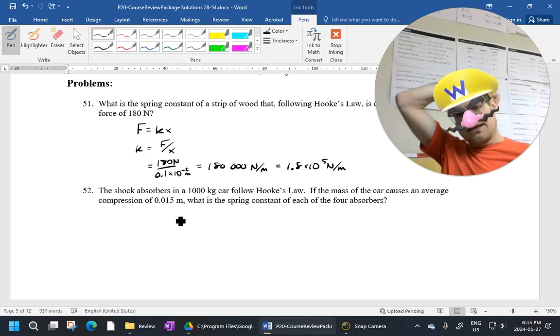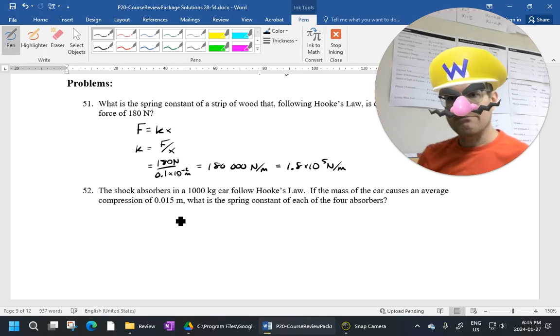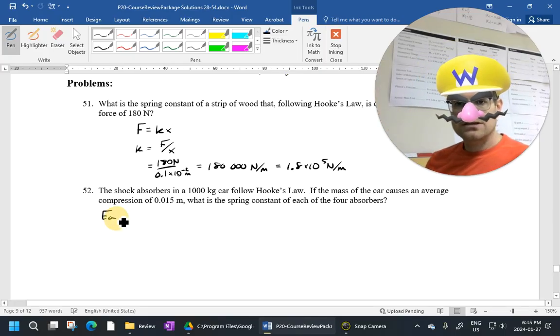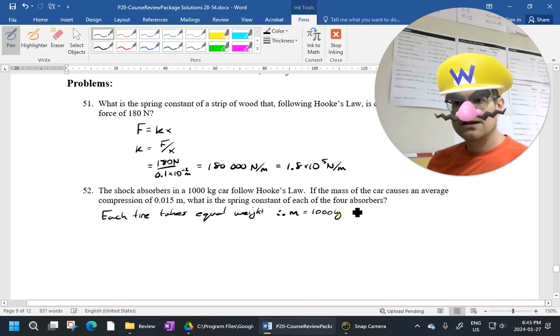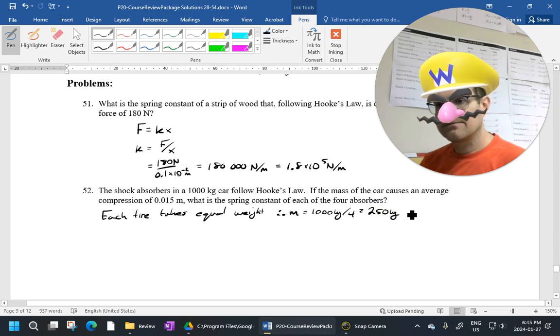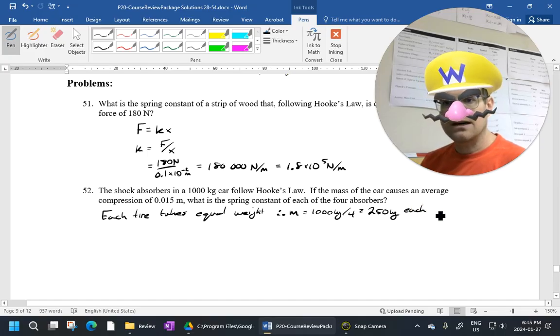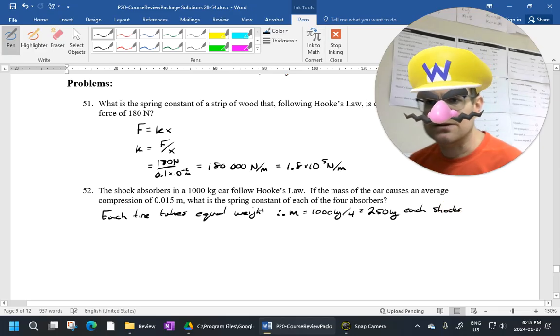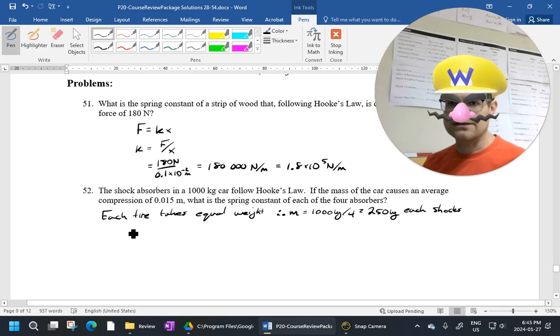So let's say that each tire is taking an equal amount of mass here. Each tire takes equal weight. Therefore, mass could be 1,000 kilograms divided by 4. So 250 kilograms for each tire, each shock, because there's 4 shocks. I'm assuming there's 4 tires. Yeah, 4 absorbers, each shock. Okay, so that's going to be important.